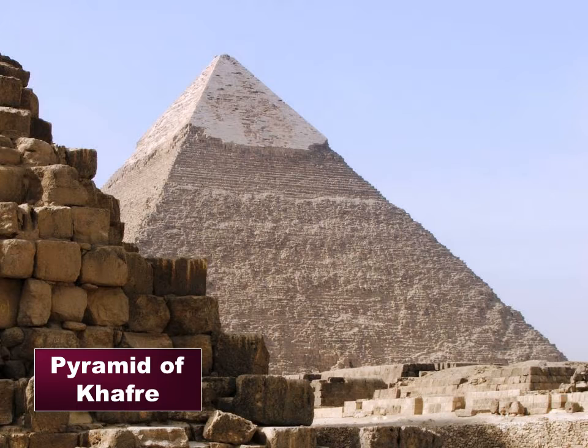Now, nearby is the pyramid of Khafre, and the pyramid of Khafre is not quite as tall. Notice it still has some of that limestone sheathing at the top of the pyramid to give you an idea of what that looked like. Originally, both these pyramids were completely covered by that limestone sheath.